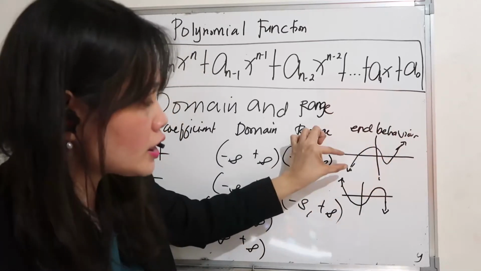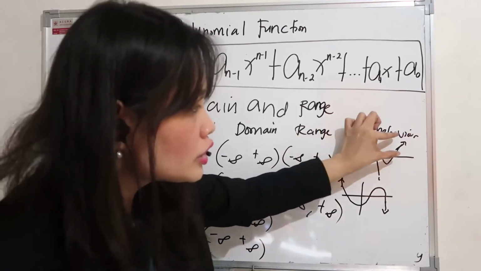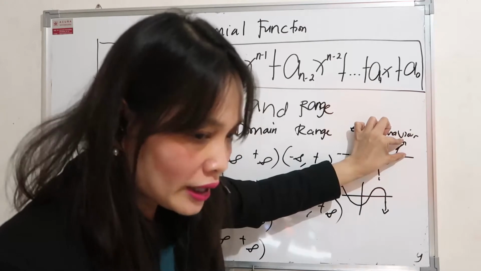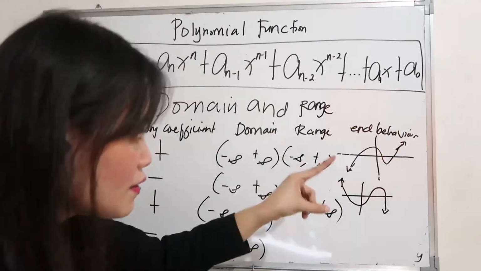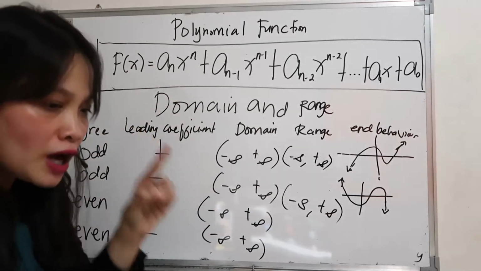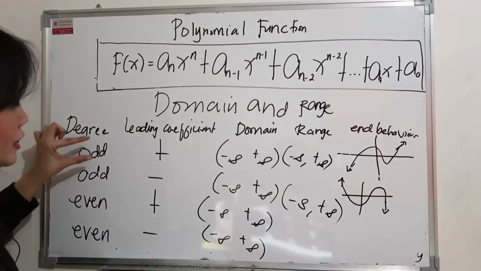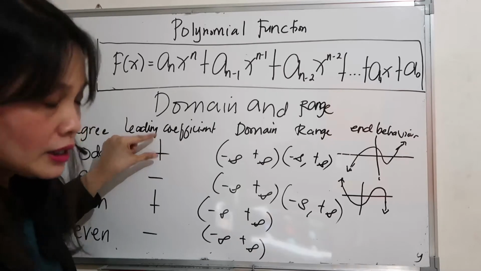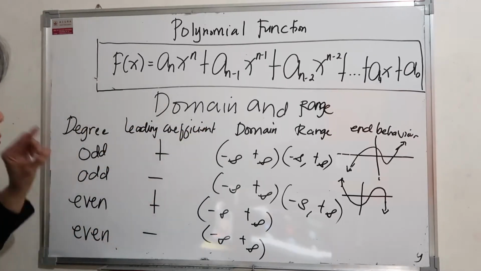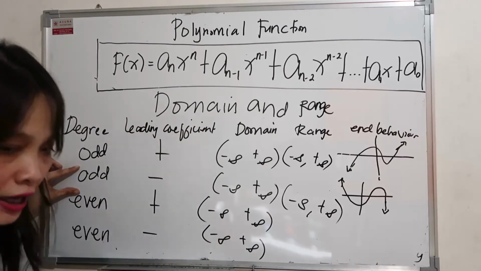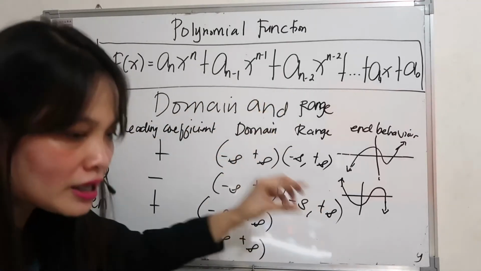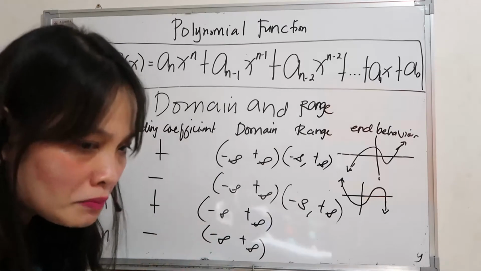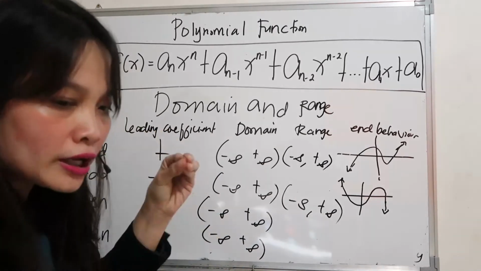Or it starts in the third quadrant, going to the first quadrant. Okay? Third quadrant, going to the first quadrant. If the degree of a polynomial function is odd and the leading coefficient is positive. Now, if the degree of a polynomial function is odd and this time it's negative, the domain and range are the same. Set of real numbers.